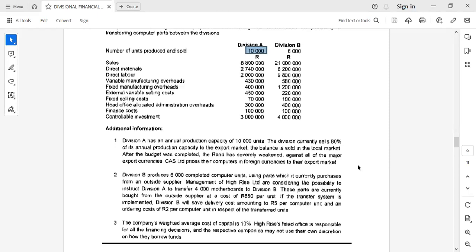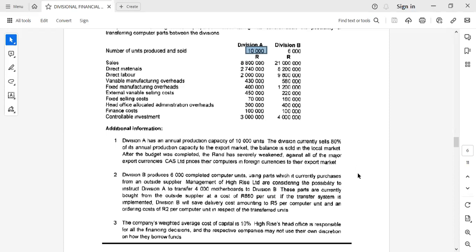These parts are currently bought from the outside supplier at a cost of 880 per unit. If the transfer system is implemented, Division B will save delivery cost amounting to 5 Rand per computer unit and an ordering cost of 2 Rand per computer unit in respect of the transferred units. So currently, they are buying at 880. Then they also have delivery of 5 Rand. They also have ordering of 2 Rand. So those are the costs that they are incurring.